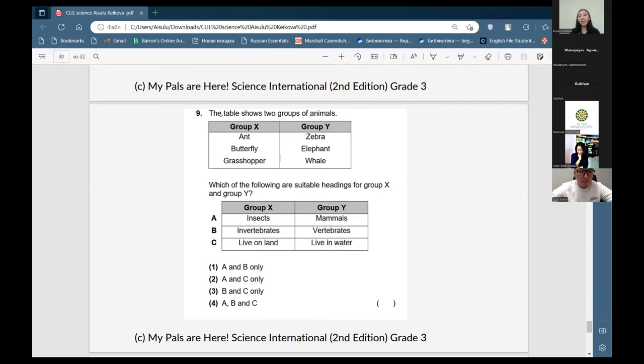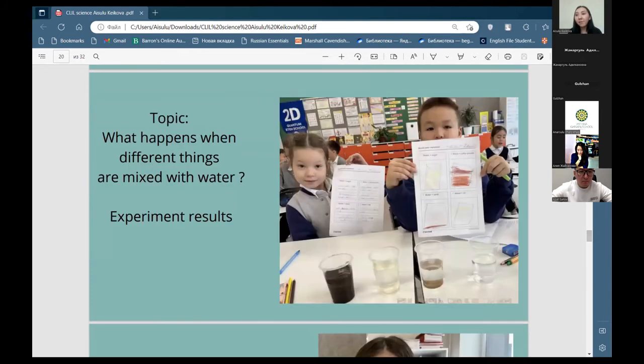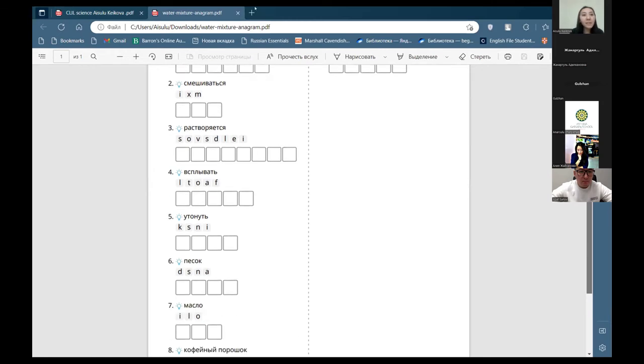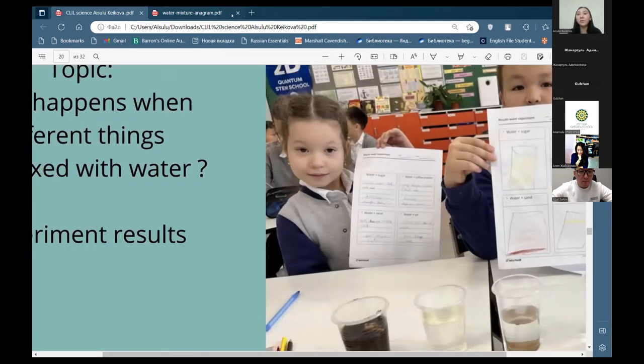And at the end, as in the previous example, these children were writing themselves. If I could find the experiments, like I have this, for example, water, so they had to do these tasks like change, sugar, float, sink, and etc. And at the end, they could write it by themselves. So this was one of the tasks. I can also, if I find it very quickly, yeah. So this is how my lesson starts.